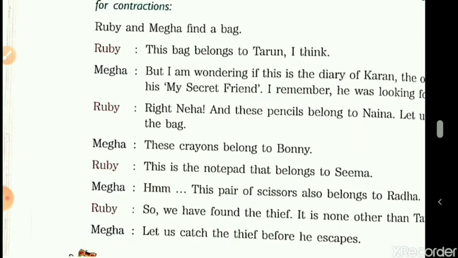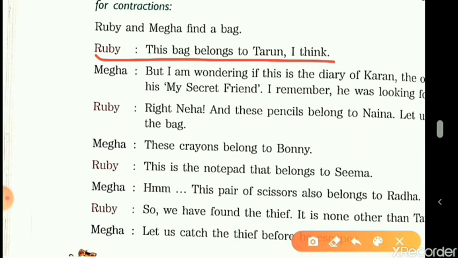Now, students, we need to write this line again using the sign of apostrophe. Ruby is saying, this bag belongs to Tarun, I think. Now, there is no sign of apostrophe in this sentence, but we need to rewrite this same sentence as said by Ruby, but by changing the sentence and using apostrophe in this. So, students, we will write Ruby.